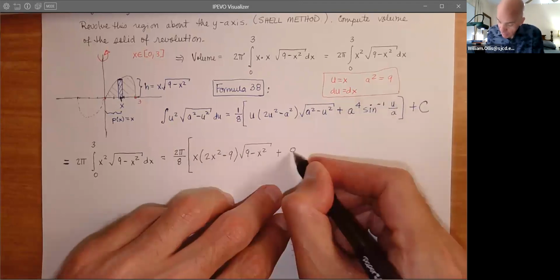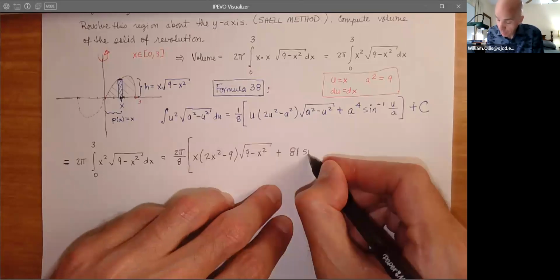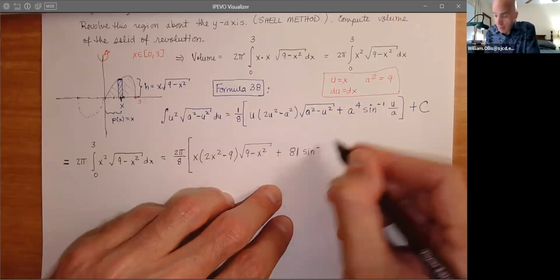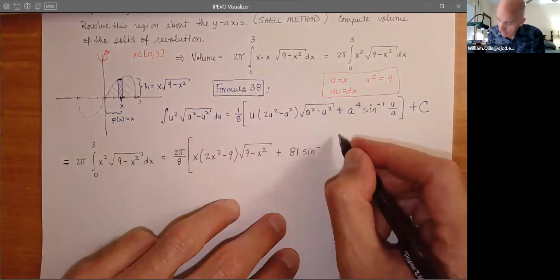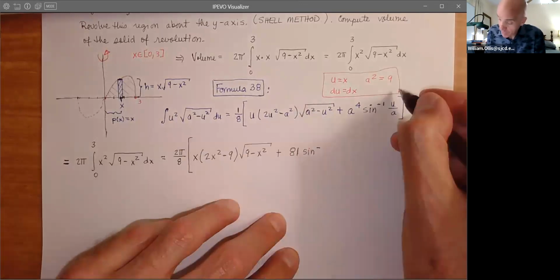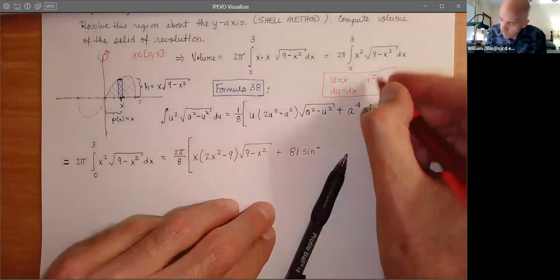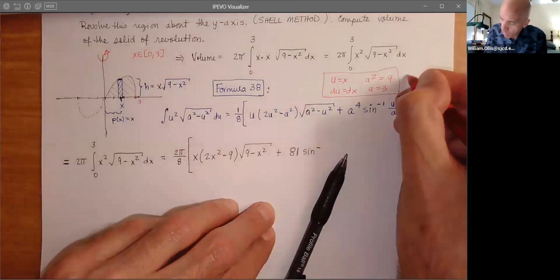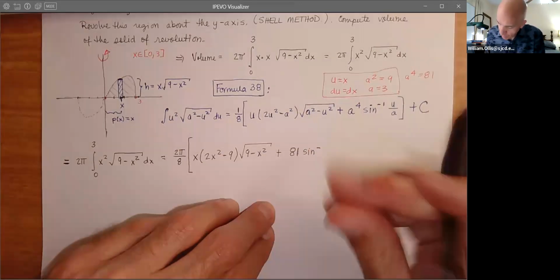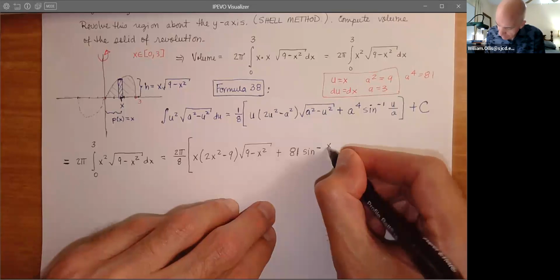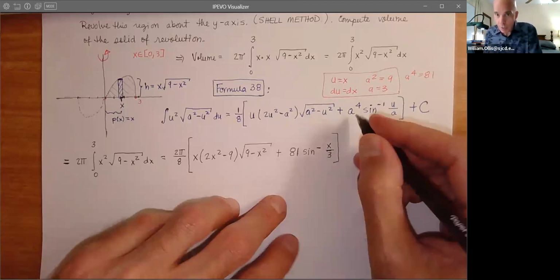So this is really nice. The main thing is we have to make sure we copy this correctly. And then inverse sine of x over what? Oh, excuse me, that's an a. So a will be 3, and a to the 4th is 81. So we get x over 3. How interesting. And then we evaluate from 0 to 3.